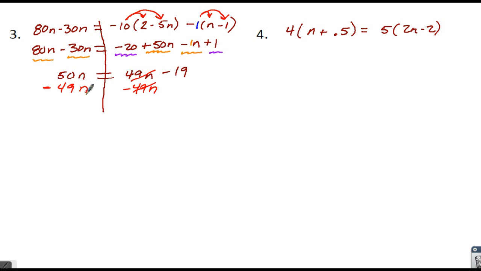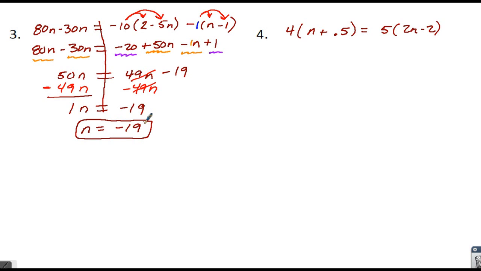So 50 minus 49 is going to give us the value of 1n, and that's going to equal the value of negative 19. And you can divide by 1 if you want to, but really the 1 is just an invisible value, so we can just go ahead and state that n equals negative 19. And there's our answer.